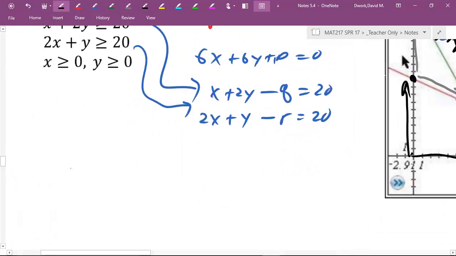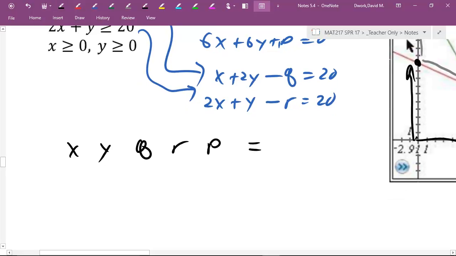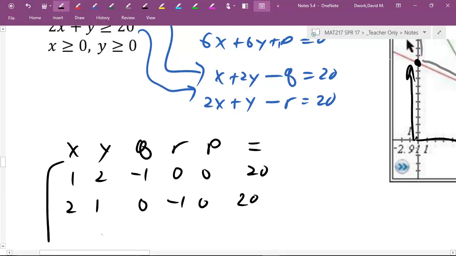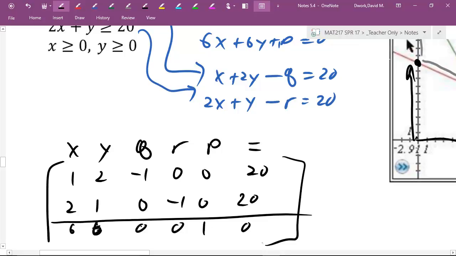So the matrix will look like we've got x, y, q, r, p, equal sign. Our first equation is going to be 1, 2, negative 1, 0, 0, 20. Our second equation will be 2, 1, 0, negative 1, 0, 20. And our third equation, our objective equation, is going to be 6, 6, 0, 0, 1, 0.